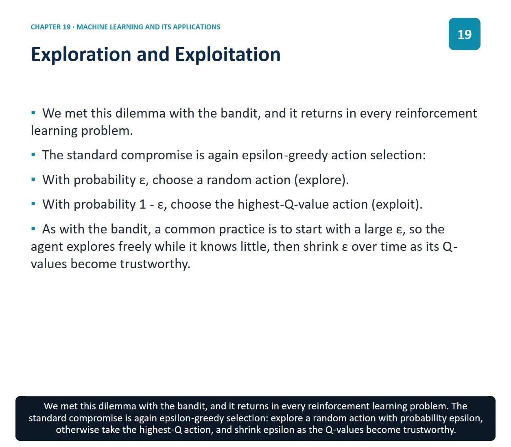We met this dilemma with the bandit, and it returns in every reinforcement learning problem. The standard compromise is again epsilon greedy selection. Explore a random action with probability epsilon, otherwise take the highest Q action, and shrink epsilon as the Q values become trustworthy.